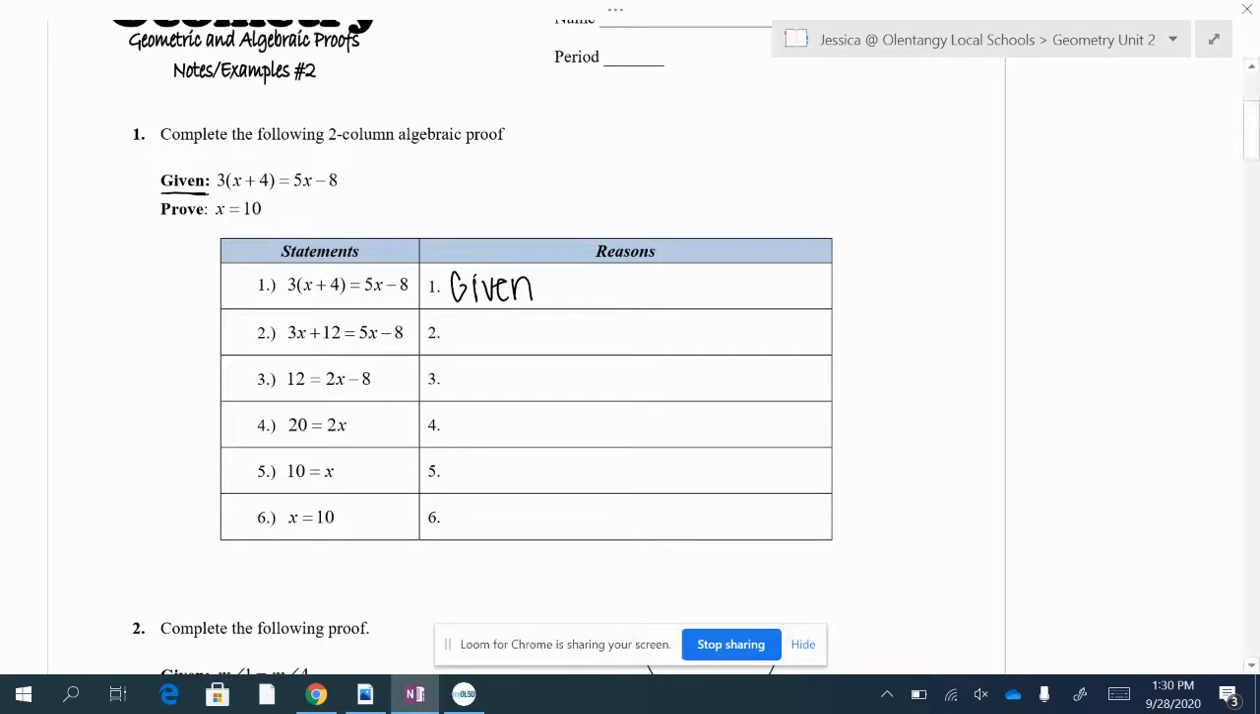So for example, I'm looking from step 1 to step 2 and asking myself, what did they do? What is different about it? So here I can tell that they multiplied in the 3 into the x and the 4, so that became 3x plus 12. Well, that is the distributive property.